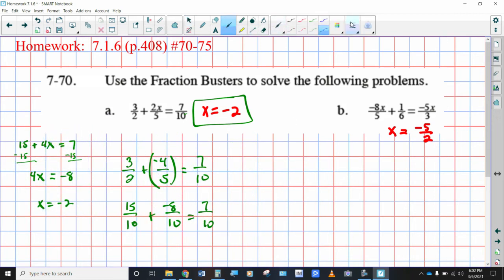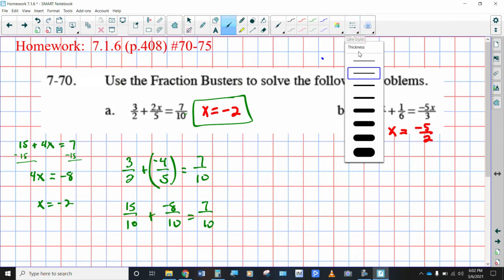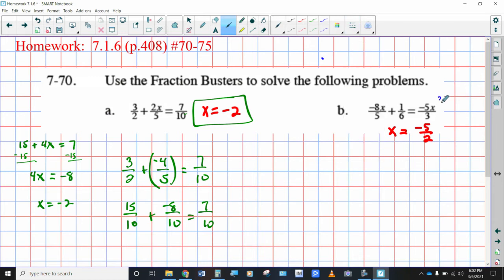Let's do the same thing over here, where you got 5, 6, and 3. So I'm thinking it might have to be 30, right? Because 6 times 5 is 30. I can't think of any other multiple that all 3 of them go into. So let's multiply. Let me thin this out a little bit. Multiply this 3 times 10. This one will be 5 times 6. And this one will be 5 times 6.